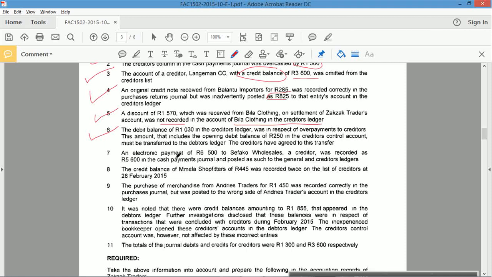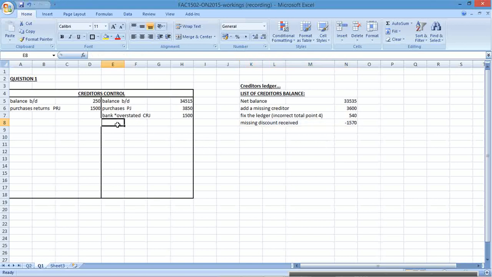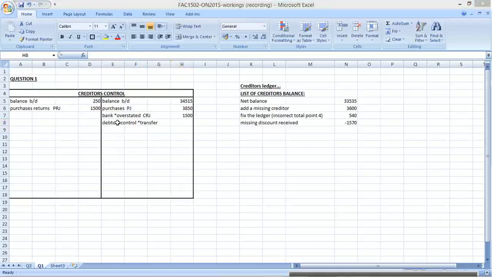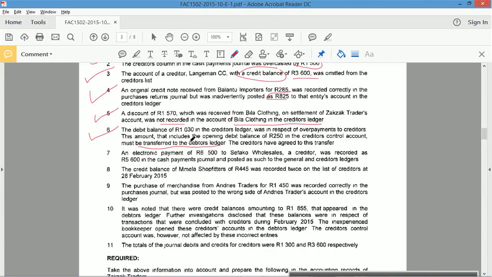This was for 1,030. The amount that includes the opening debit balance of that in the creditor's control account must be transferred to the debtor's ledger. The creditors have agreed to this transfer. Okay, so we're moving a creditor with a debit balance to the debtors. Okay, so you would then credit this transfer. Okay, and how much was the transfer? 1030.